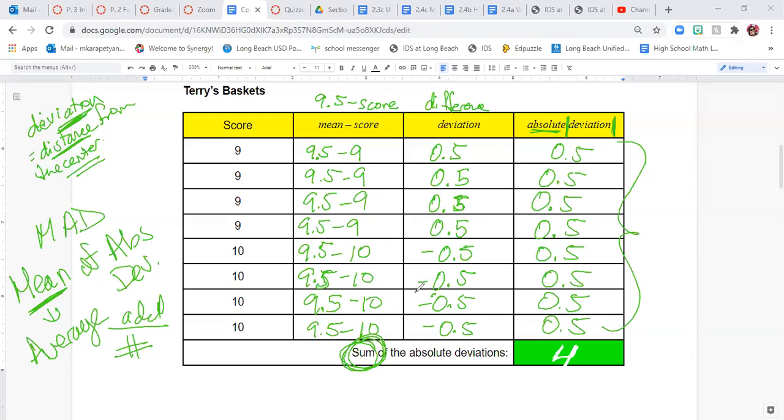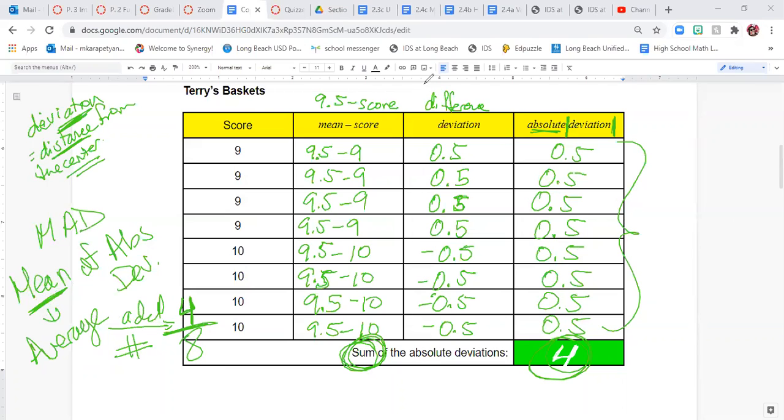And then we got our added, right? We added all of our stuff together. So we're going to do our 4 here divided by the number of data points that we have. 1, 2, 3, 4, 5, 6, 7, 8. So 4 divided by 8. That's going to give me the mean of my absolute deviations.